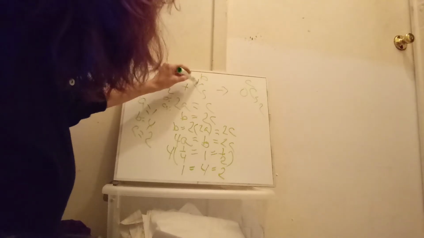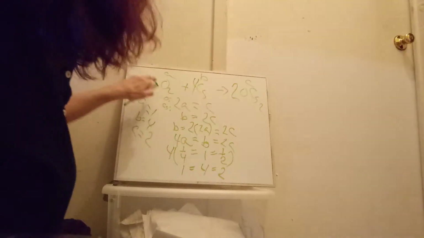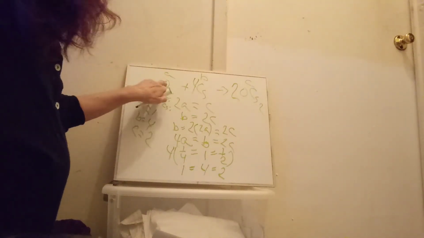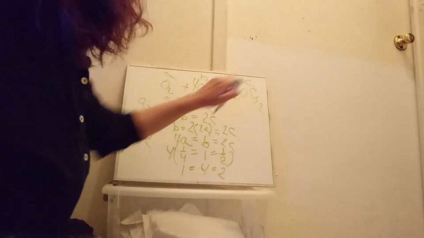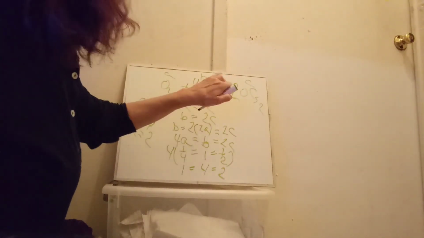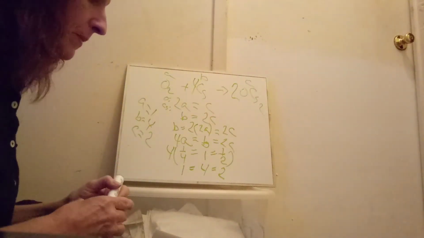But here we have B is 4 and C is 2. So I get oxygen: 2 times 1 is 2, and oxygen 2 times 1 is 2. And cesium: 4 times 1 is 4, and 2 times 2 is 4 for the cesium, so it balances.